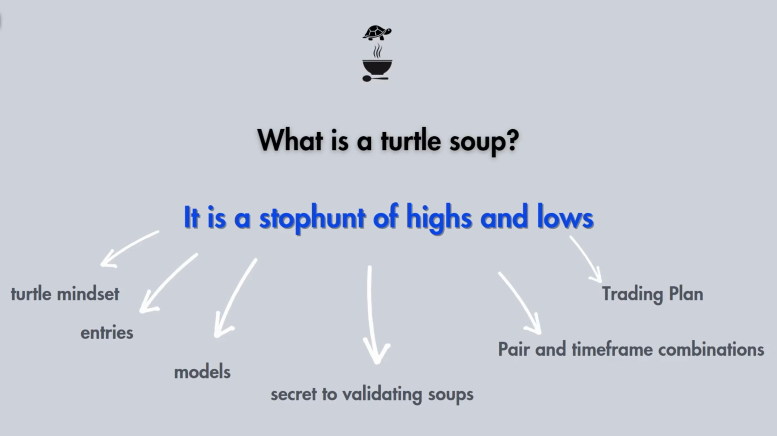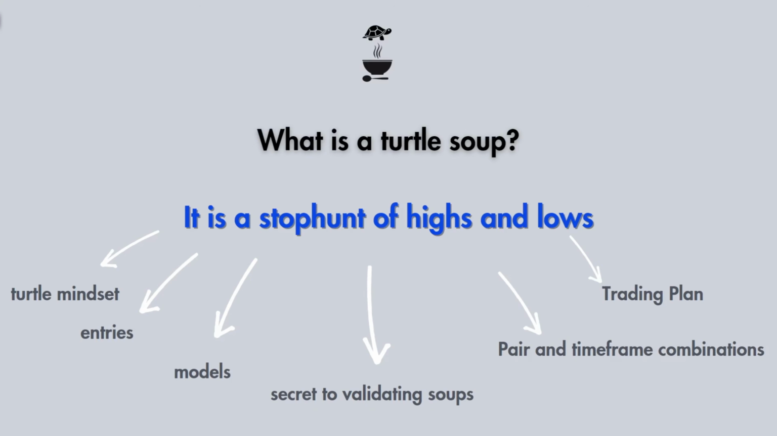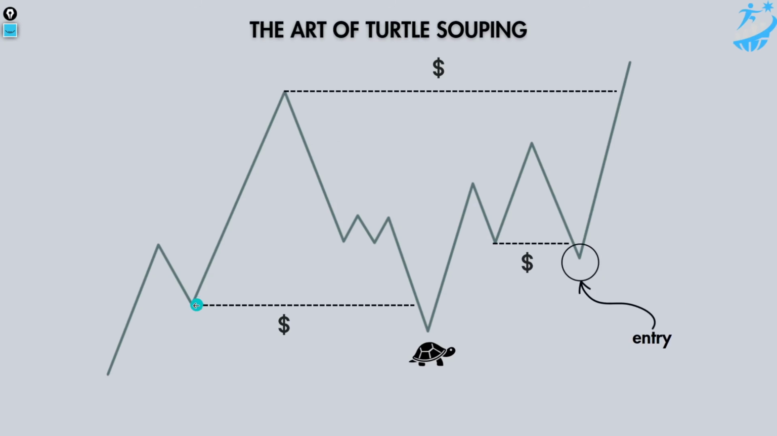Now, the main thing to fully understand about a turtle soup is that it is a stop hunt of highs and lows. Now, as you can see in this example right here, the main fractal point of a turtle soup is once it takes out a major liquidation point, and that is when we see the oncoming reversal to the intended direction. This model happens on both higher time frame and lower time frame. It is a fractal model.